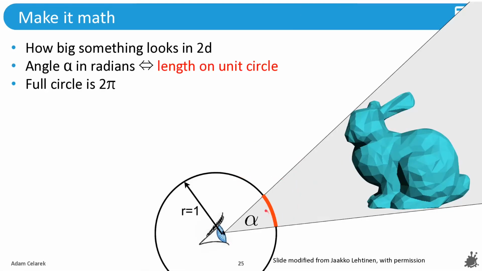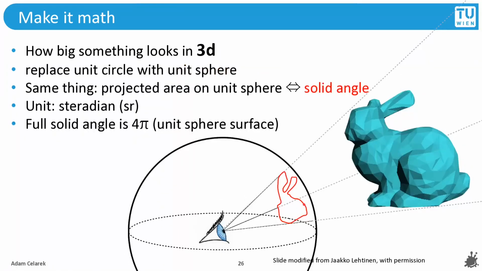The angle, alpha in radians, is the length on the unit circle. The full circle is 2 pi. So the amount of light that reaches our point directly depends on this angle. When we go to 3D, we have the solid angle. And the rest works pretty much the same. But the unit is now steradians, and the full solid angle is 4 pi, which is the surface of a unit sphere.